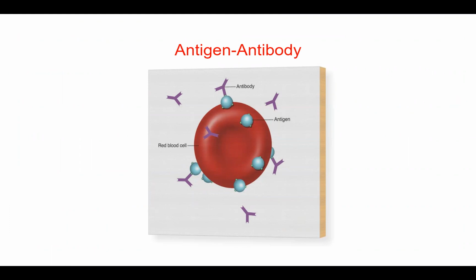An antigen is a foreign substance that enters your body. It can include bacteria, viruses, fungi. An antibody is a protein produced by your immune system to attack and fight off these antigens.